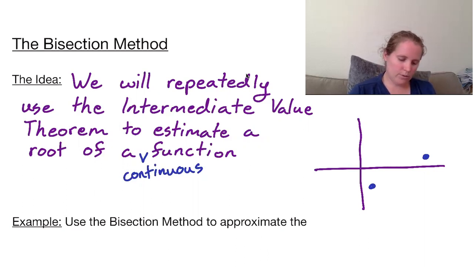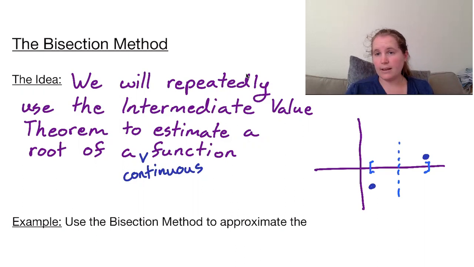So what we will do is split our interval. Here's our closed interval. We will split it in half. And either it crosses the x-axis before that, it crosses after, or it does both. But what happens if the value at that middle is negative?